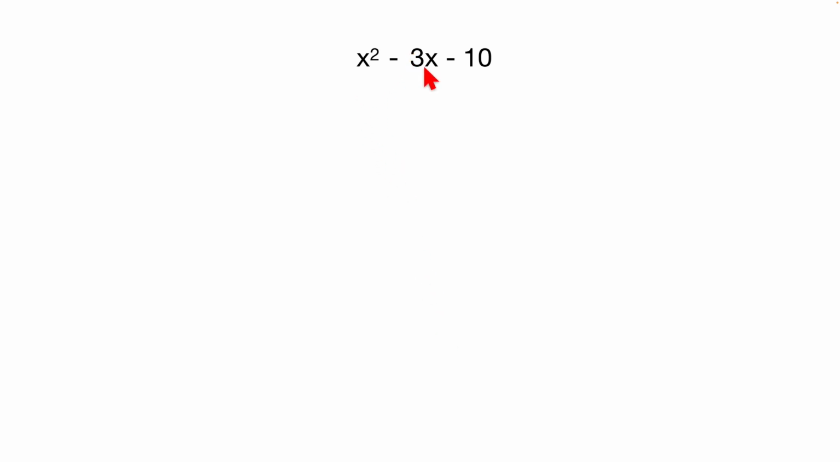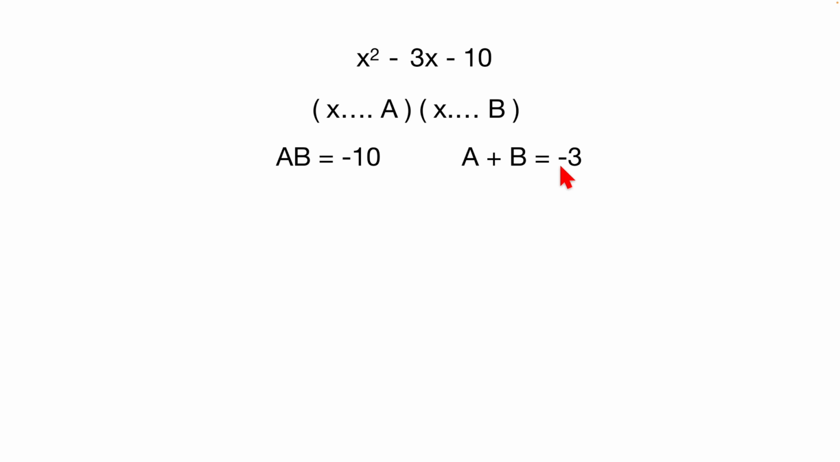Oh, now both of them are minuses. Right, interesting. We're looking for A and B again. You might stop writing this after a bit because you know what you're doing. AB equals minus 10. Well, it does. And A plus B equals minus 3.